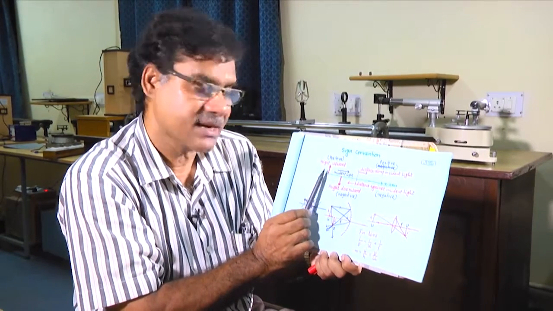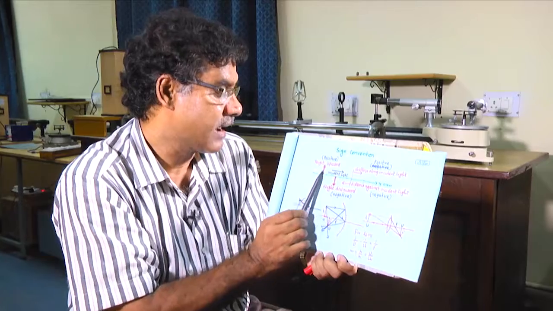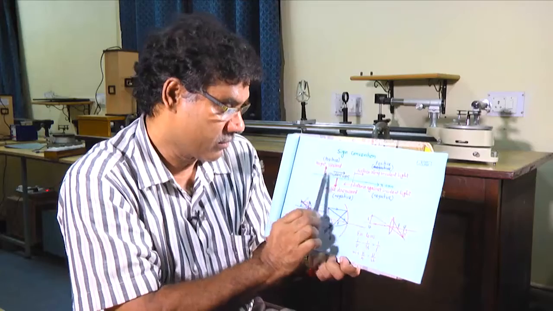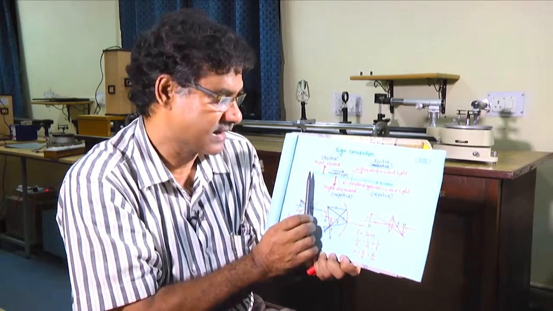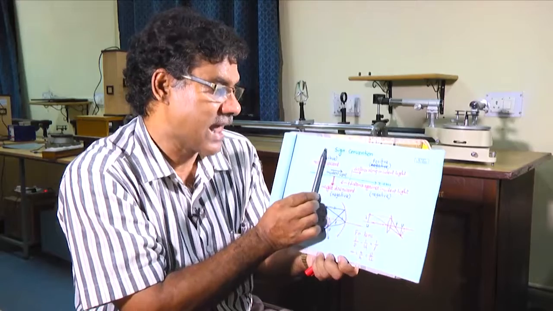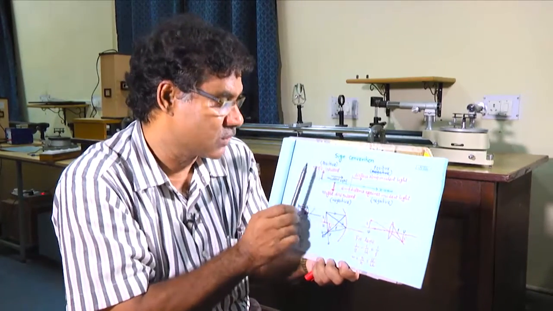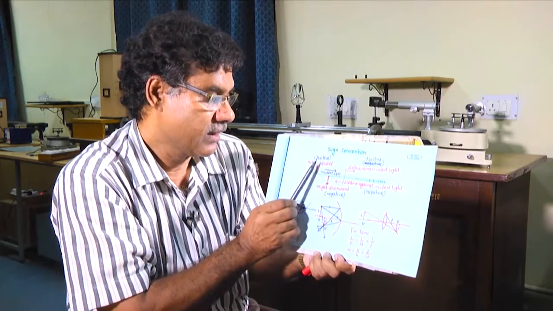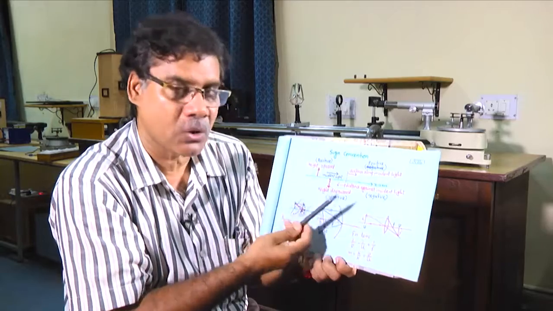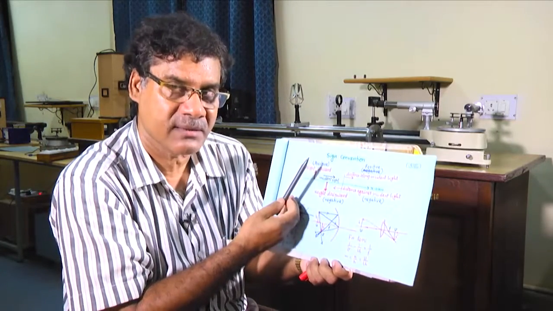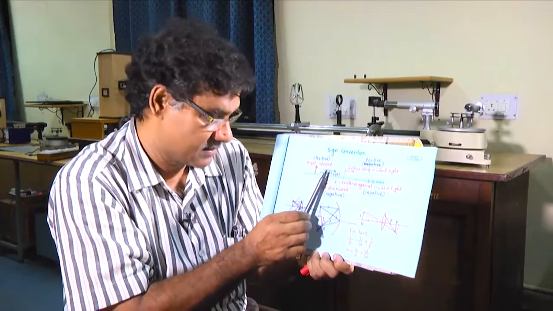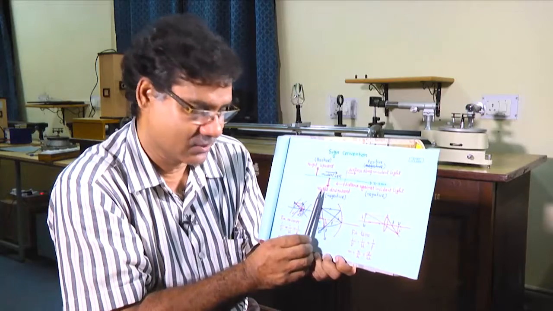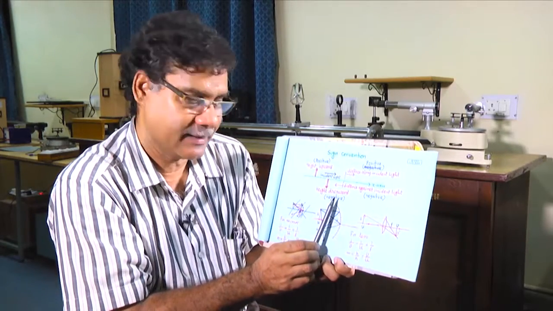So, if this is the object and its height is, say, h, in the upward direction with respect to the principal axis, the x axis, it is along the positive y axis. So, this will be taken as positive. If the image or the object is downward, this is the negative y axis, so this will be taken as negative. Okay.